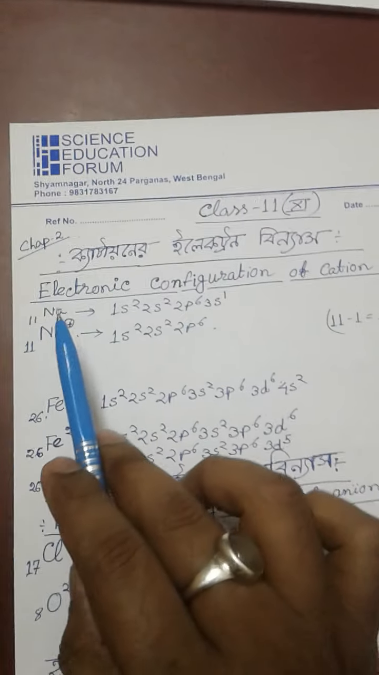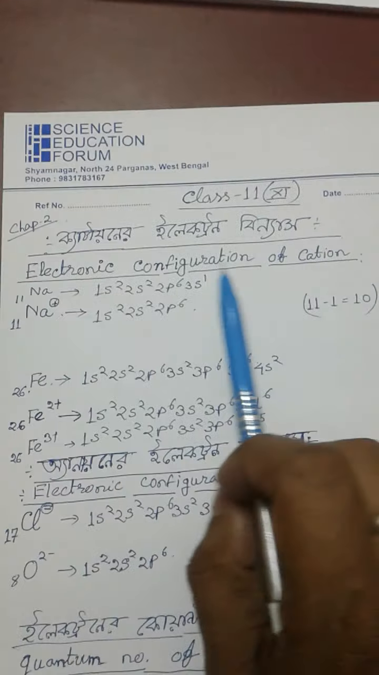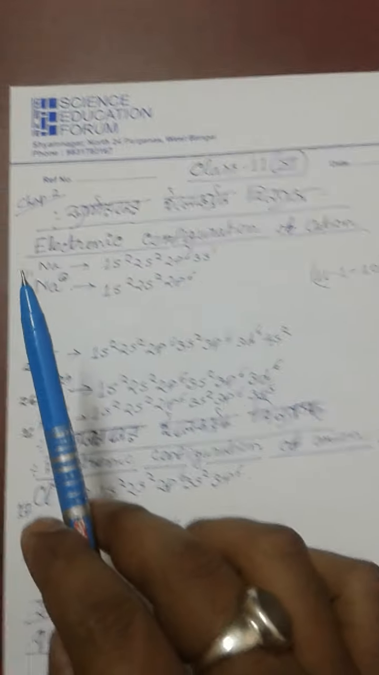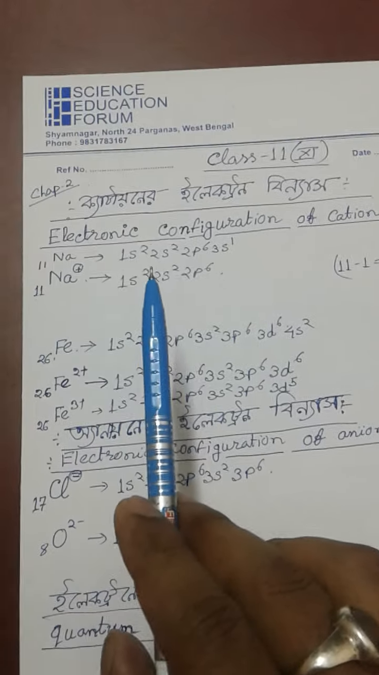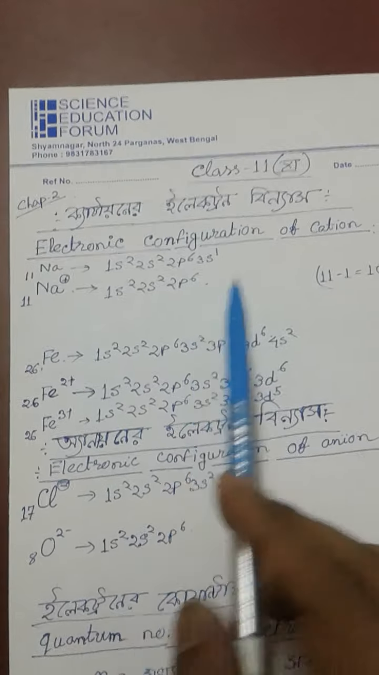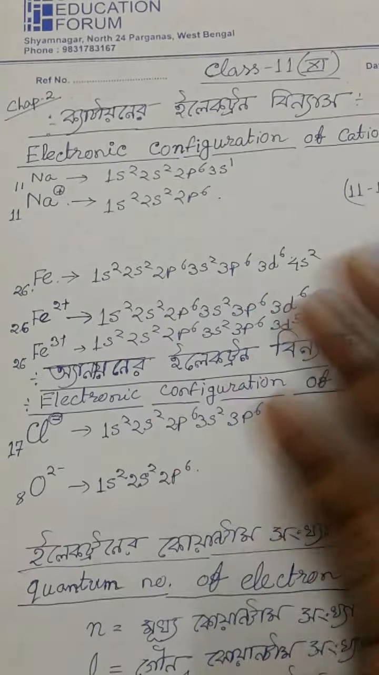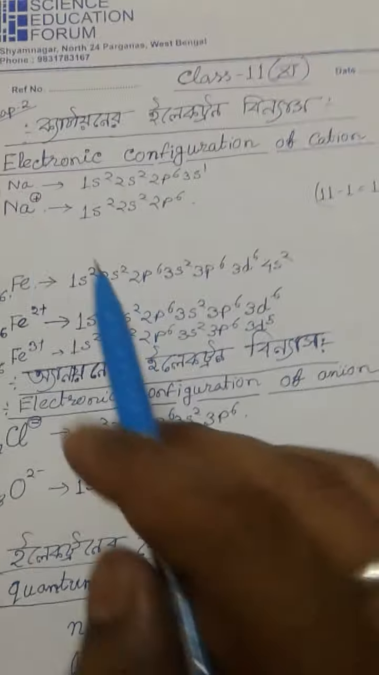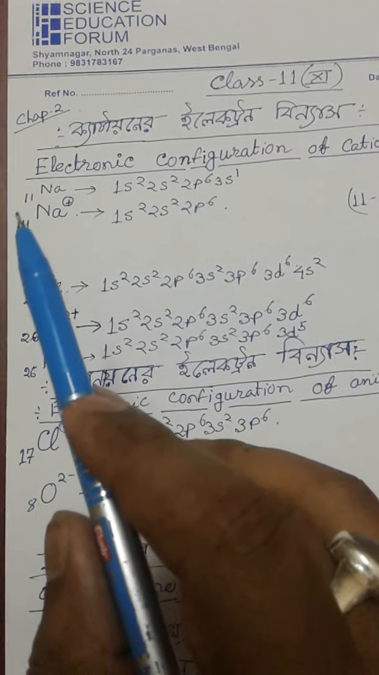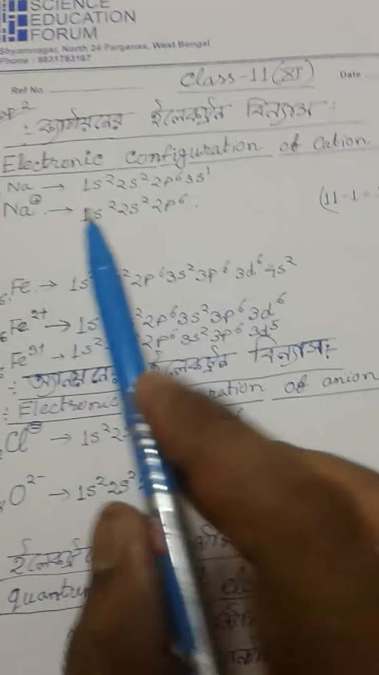Today I discuss the electronic configuration of cations, class 11, chapter 2. Before, I discussed the electronic configuration only for atoms in the atomic state. Now, when I write the electronic configuration of sodium plus, it means one electron is removed from the outermost orbit. That is, if 11 electrons are present in the sodium atom, in sodium plus only 10 electrons are present.